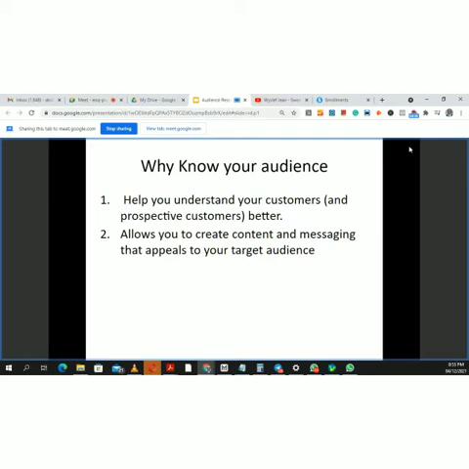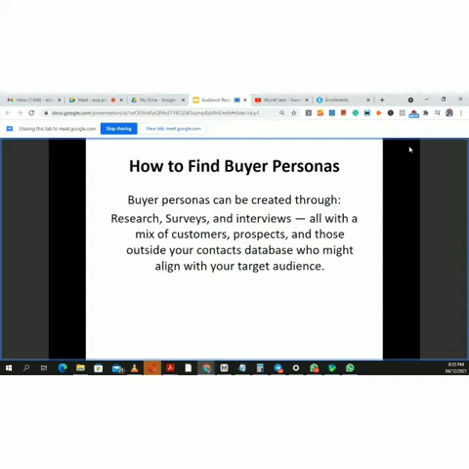The second point is it allows you to create content and messaging that appeals to your target audience. There is a factor of talking about content marketing, which is something we still discuss later in this course. That when you create content, you should be able to understand who you are creating the content for and how they are going to take it and eventually convert to sales.